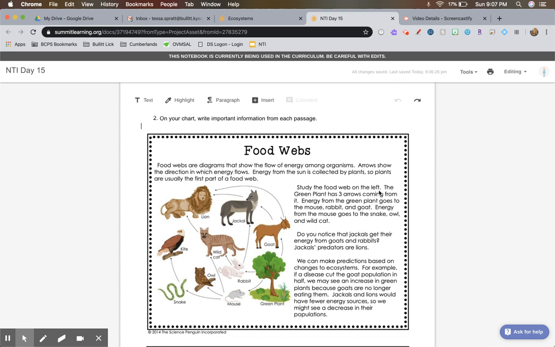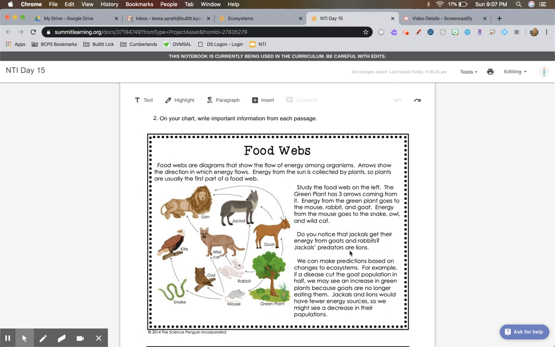Study the food web on the left. The green plant has three arrows coming from it. Energy from the green plant goes to the mouse, rabbit, and goat. Energy from the mouse goes to the snake, owl, and wildcat. Do you notice that jackals get their energy from goats and rabbits?